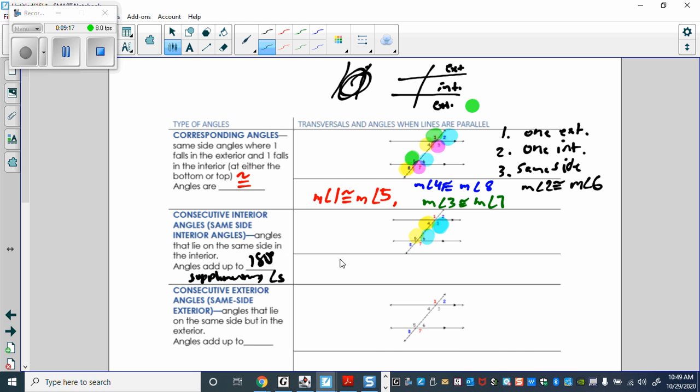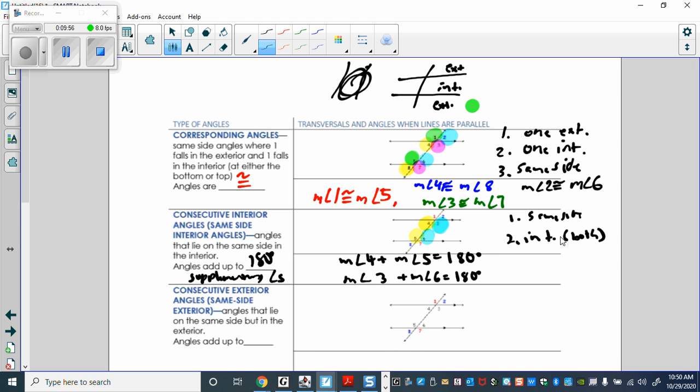Therefore, I could write the statement, the measure of angle 4 plus the measure of angle 5 equals 180 degrees. Similarly, I could write the measure of angle 3 plus the measure of angle 6 equals 180 degrees. The conditions, 1, same side, 2, in the interior. Both are in the interior. Okay?